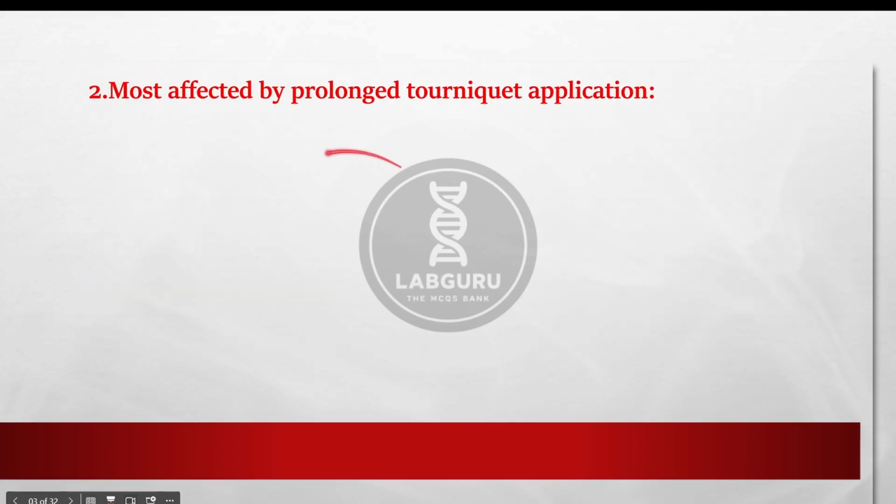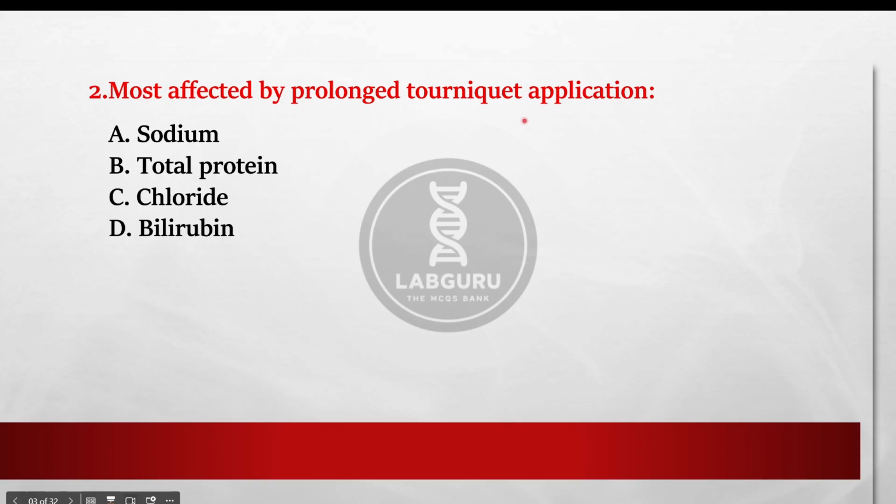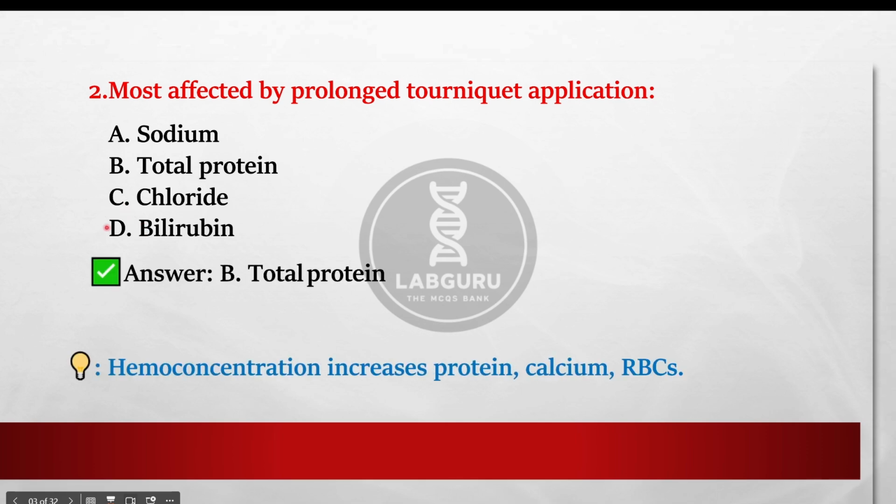Question number 2. Most affected by prolonged tourniquet application. What is the most affected if there is a prolonged tourniquet application? Option A is sodium, option B total protein, option C chloride, and option D is bilirubin. So the right answer is total protein, because due to the prolonged use of the tourniquet, hemoconcentration occurs, and this hemoconcentration increases protein, calcium, and RBCs.